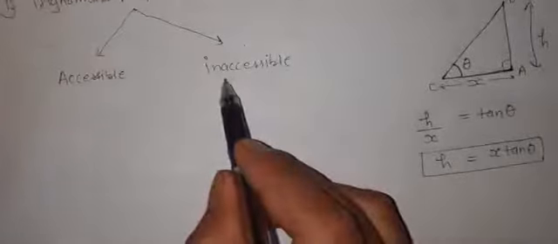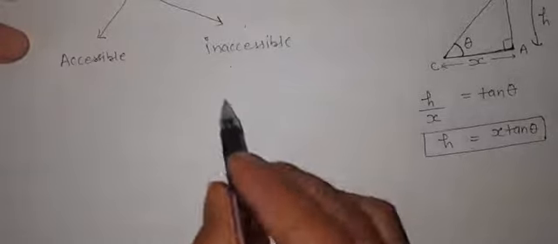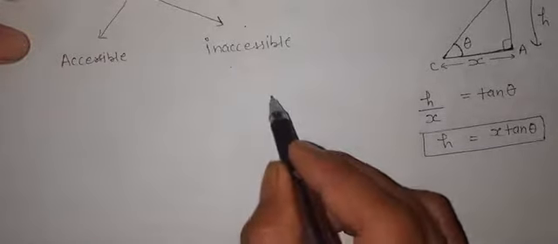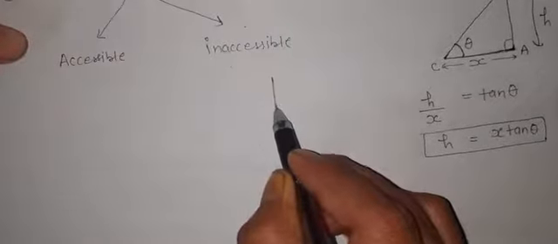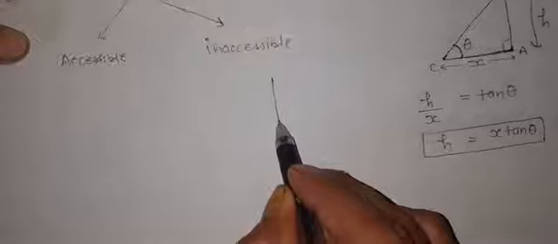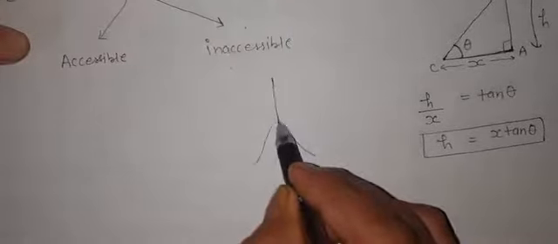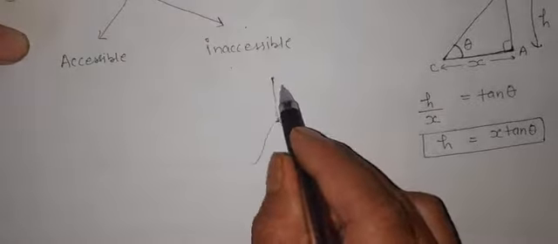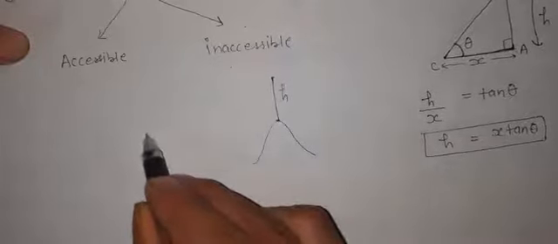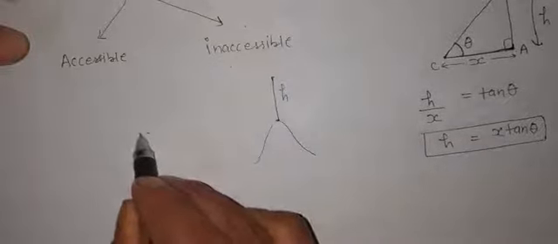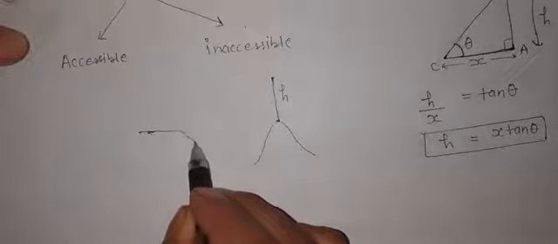Now let us suppose that it is inaccessible. For the inaccessible case, students, suppose that here it is a tree on a mountain. Suppose there is a mountain, and over this mountain there is a tree, and you want to find out the height of this one. You are standing at this place, on this other mountain, the other mountain on which you are going to stand.